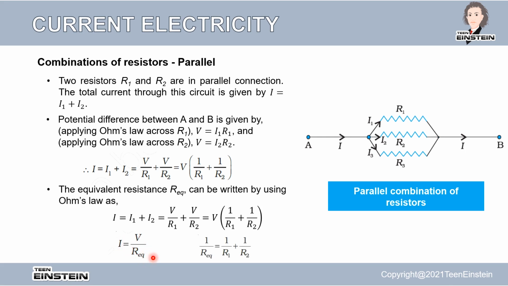equivalent resistor. So from this what we get, if you compare this equation and this equation, we get 1 by R equivalent equal to 1 by R1 plus 1 by R2. So in a parallel combination, if you want to find the equivalent resistor, you have to take the inverse of the resistance and add them and then take the inverse, then you will get the R equivalent. So if you have n number of resistors in parallel, then the overall 1 by R equivalent equal to 1 by R1 plus 1 by R2 plus etc. up to 1 by Rn.